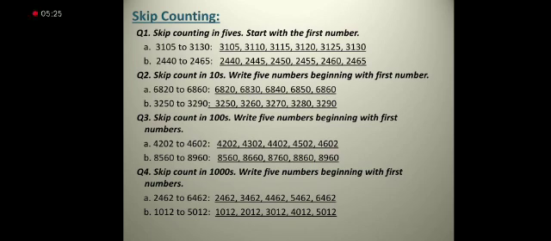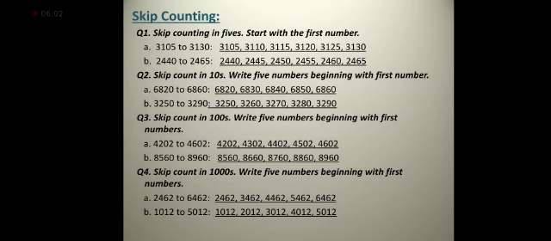Question number 2, skip count in 10. Write 5 numbers beginning with first number. To skip count in tens, we count every tenth number to get the next number. A. 6,820, 6,830, 6,840, 6,850, 6,860. Part B. 3,250 to 3,290.